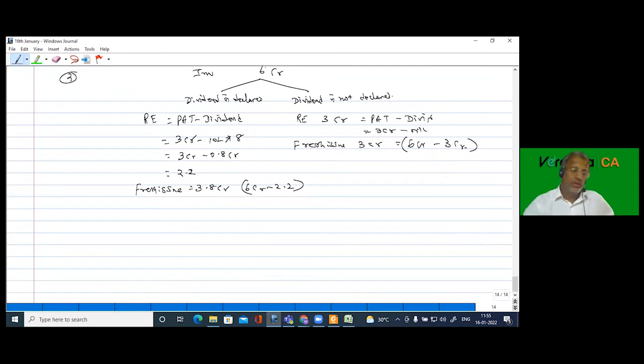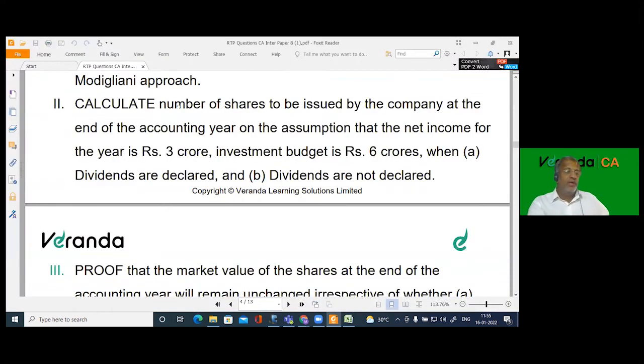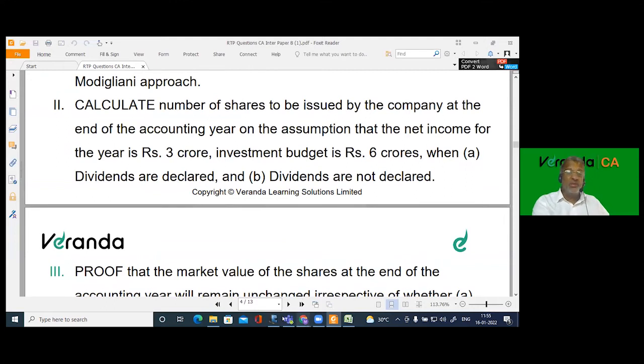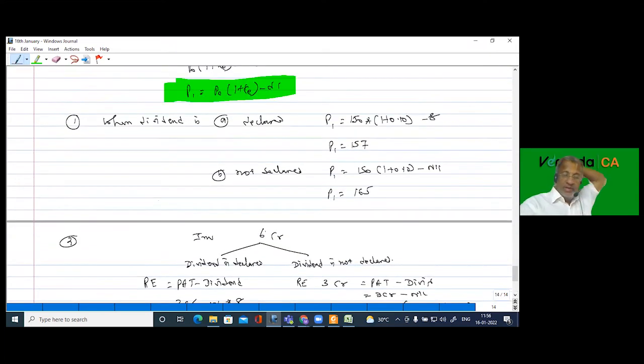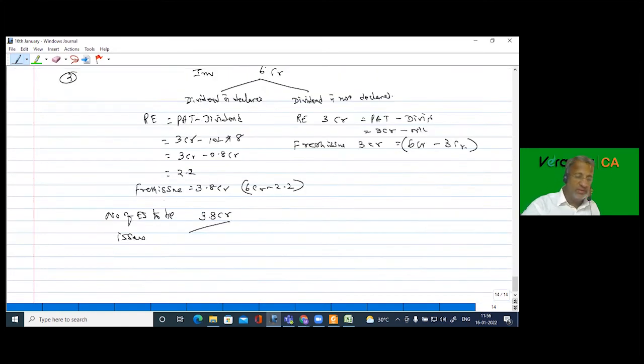Now, the question they asked is to calculate the number of shares to be issued. So, the number of equity shares to be issued will be 3.8 crores divided by the price per share. The price per share is 157.